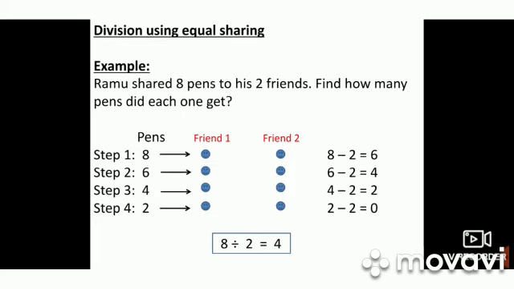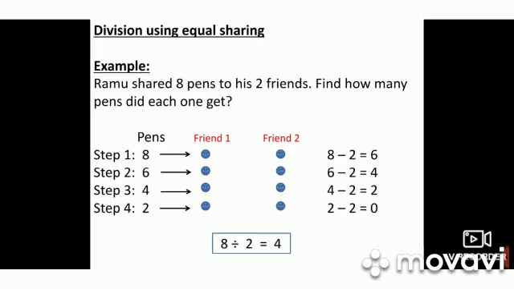Division using equal sharing. We all know how to share with friends, right? Usually when you get any pencil, if nobody has one, we will give. If you have any snacks to eat, we share them equally with our friends, right? Like that we are going to do. Here Ramu shared 8 pens to his 2 friends. Find how many pens each one got.